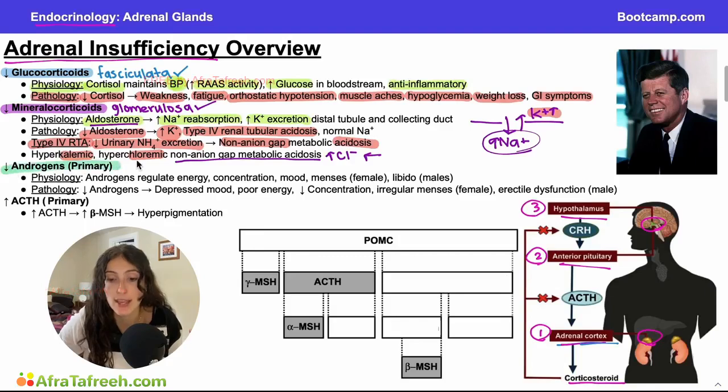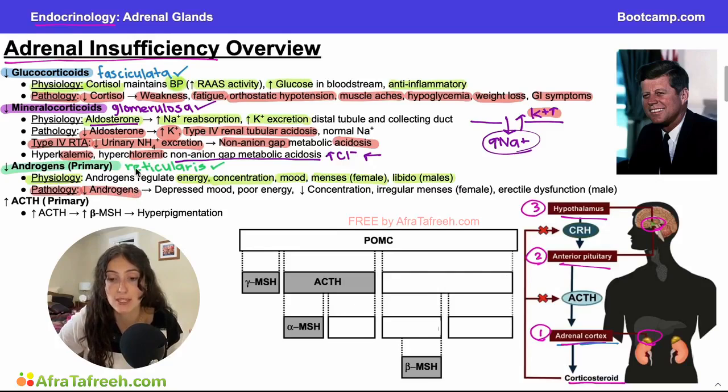The final group of hormones produced by your adrenal cortex that can be deficient in adrenal insufficiency are our androgens. And our androgens are mostly deficient in primary adrenal insufficiency. They're produced by your zona reticularis. And in normal physiology, our androgens are responsible for things like regulating your energy level, regulating concentration, mood, in addition to their effects on the reproductive systems in both males and females, playing an important role in menses in the female and libido.